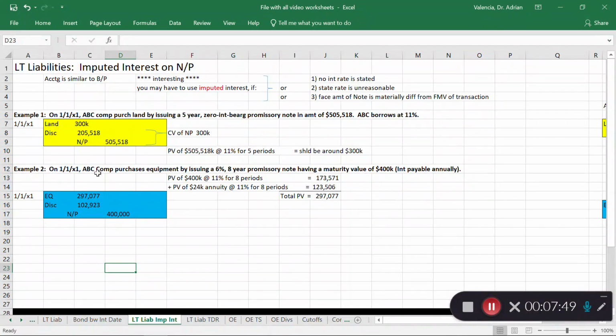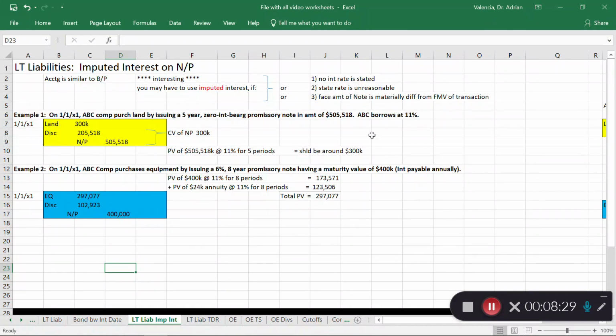Let's look at a second example here. Same date, on 1/1/X1, ABC Company purchases equipment by issuing a 6%, 8-year promissory note having a maturity value of $400,000. So notice the cash flows involved here. You have the $400,000 that's going to be received in 8 years. And on top of that, based on what you stated on the note, you have $400,000 times 6%, and that's $24,000.